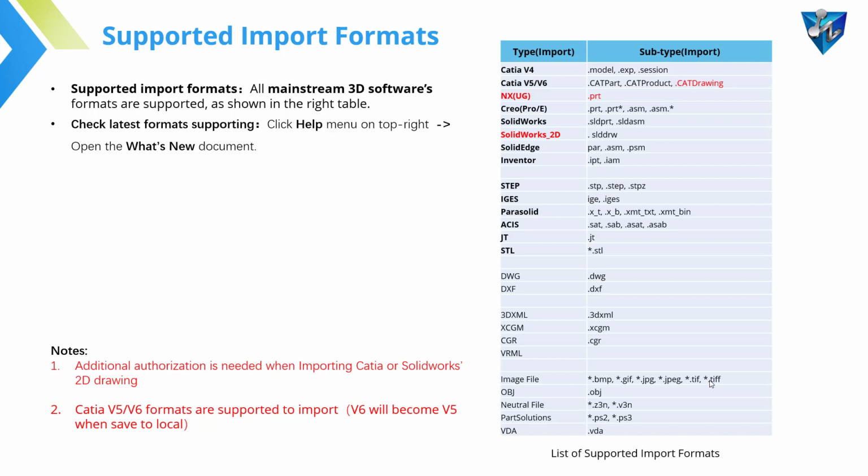Since the supported format types increase or change with the versions, if you need to know the details and the latest supported formats, please click the Help menu on the top right of the ZW3D interface, then open the What's New document, where you could get what you want to know. Apart from the above, there are 2 points to stress here. First, additional authorization is needed when importing CATIA or SolidWorks 2D drawings. Second, CATIA V5 or V6 formats are supported for import. V6 will become V5 when saved to local.